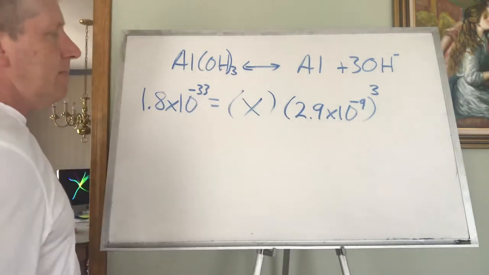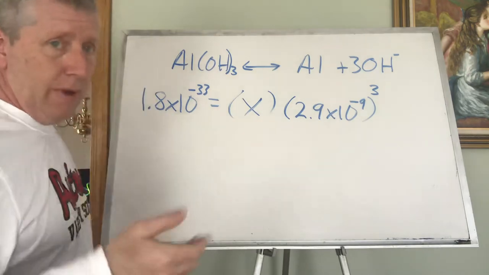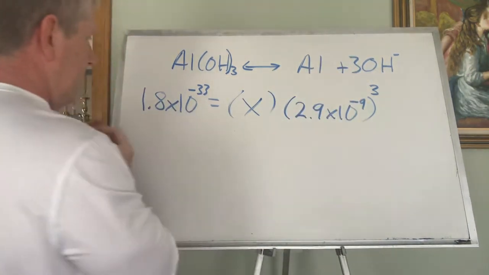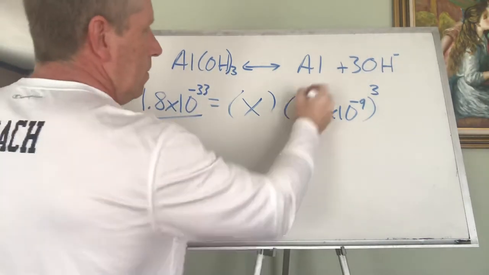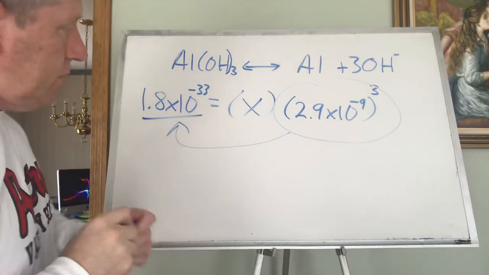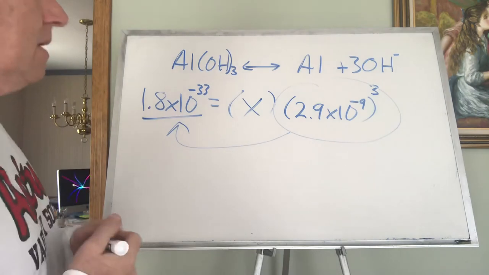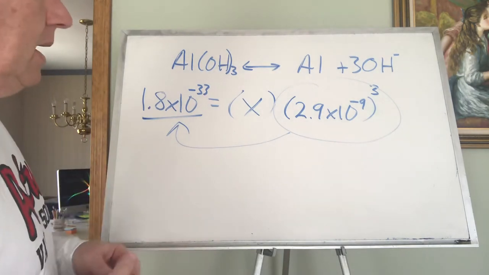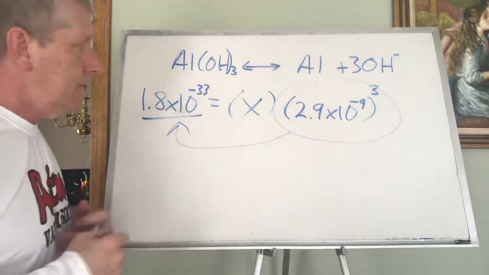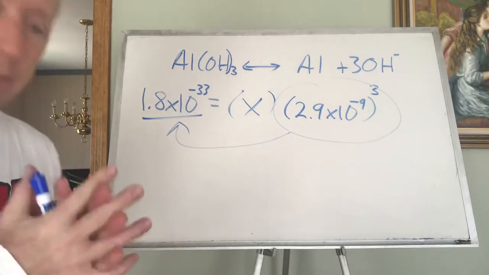Now this time, just remember you have to cube 2.9 times 10 to the negative 9th. If you don't have a cube function, just multiply it by itself 3 times, and then divide this into that, and we'll get X. And if you do that, you should come out with 7.4 times 10 to the negative 8th. And that will be my concentration of the aluminum in that problem, 8B.